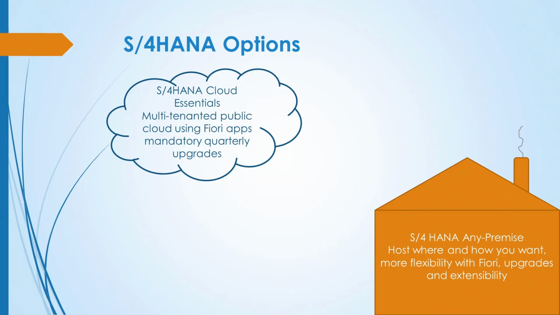On the other hand, you have essentially a very similar version, but where you're in full control. For example, you choose where it's hosted, when upgrades are carried out, how it's maintained, and you're responsible for the software and hardware and can choose whether to use Fiori or not. This is now called S/4HANA Any-Premise, but as it was previously always known as On-Premise, you'll still see the abbreviation OP for On-Premise in SAP documentation.